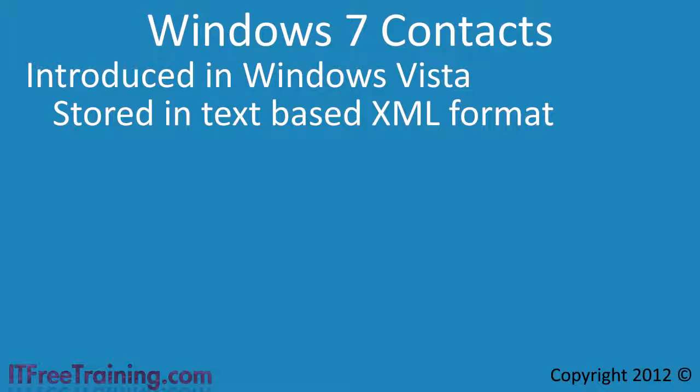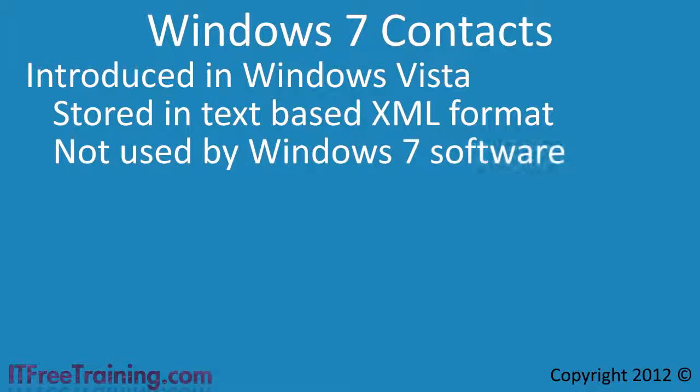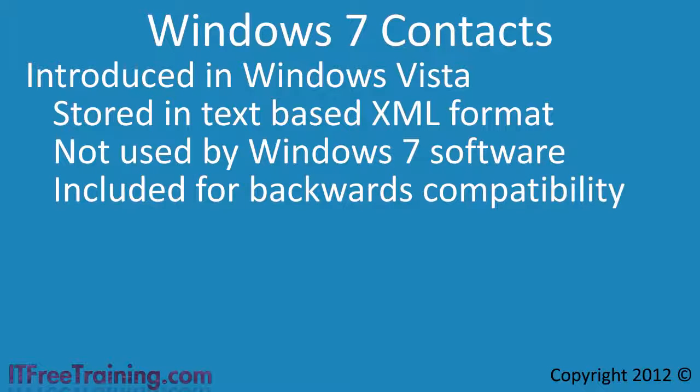This meant that any software on the Windows operating system, even non-Microsoft software, is able to read the information in the contact files. In Windows 7, there is no built-in email software, and none of the software included in Windows 7 uses information stored in any of the contacts. Contacts in Windows 7 are included for backwards compatibility only.